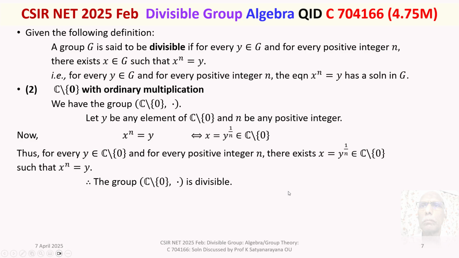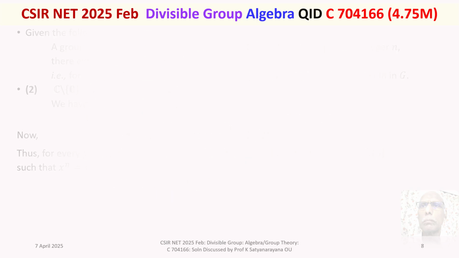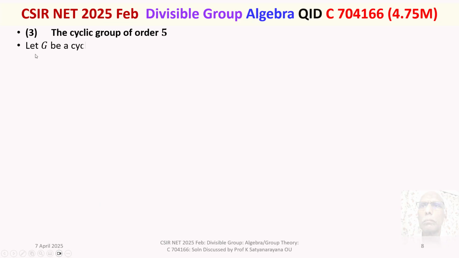That group is divisible. Thus, option 2 is true. We mean the group given in option 2 is divisible. We move to options 3 and 4 in the next slide. Right, we are given option 3, the cyclic group of order 5. Let G be a cyclic group of order 5.